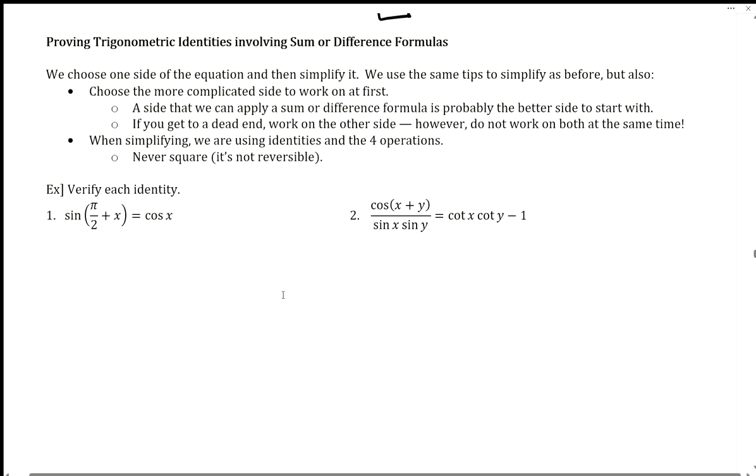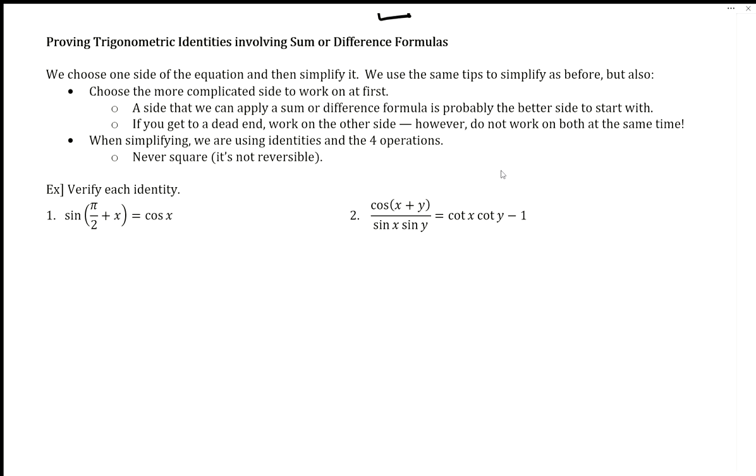Hi everyone, and welcome to our video on using the sum and difference formulas to prove an identity. All of the steps are the same as in previous videos on proving or verifying an identity. We're going to choose one side and then continue to work with it using whatever other identities can help us, like Pythagorean or reciprocal, or now we have addition and subtraction formulas.